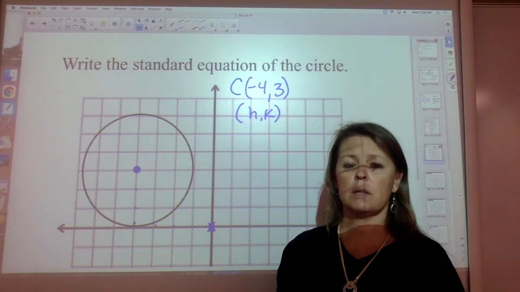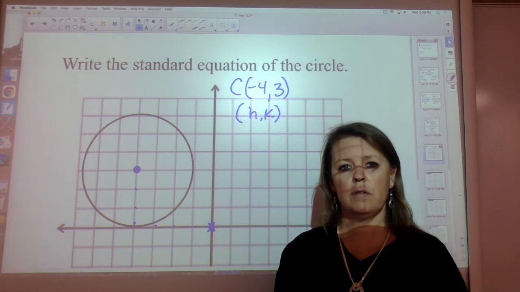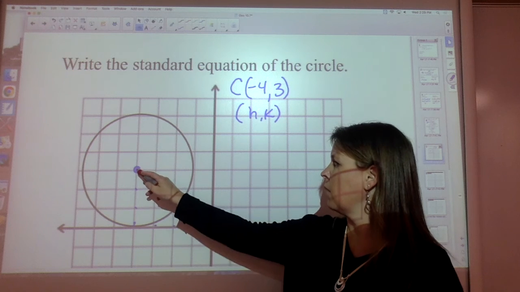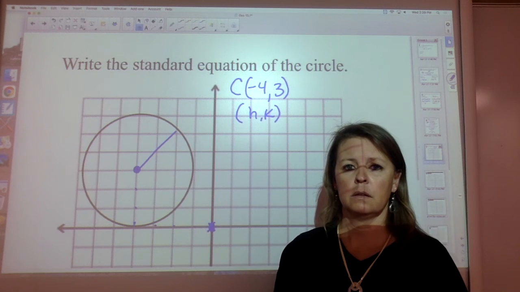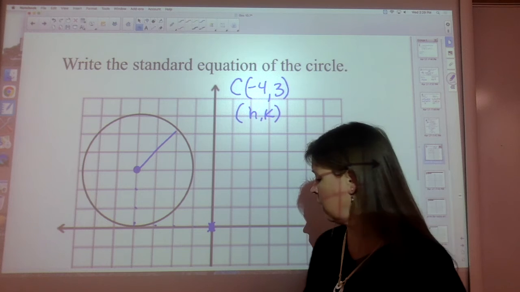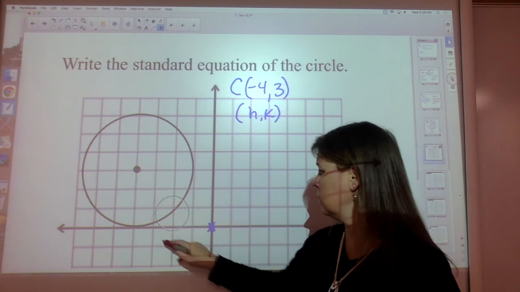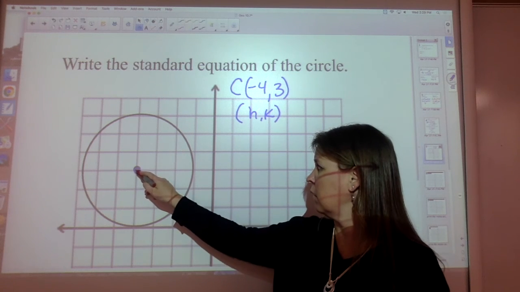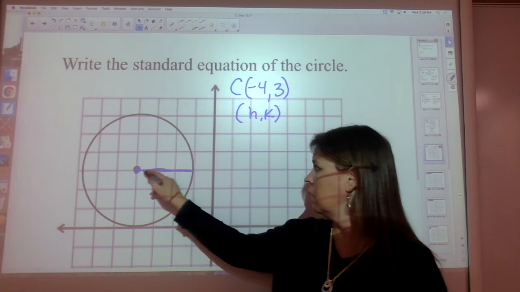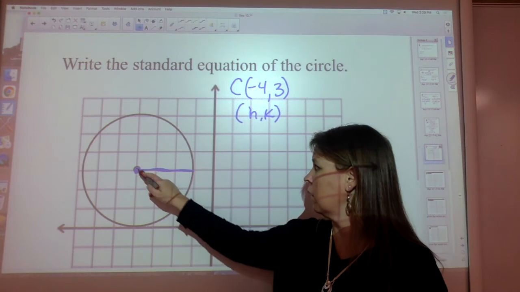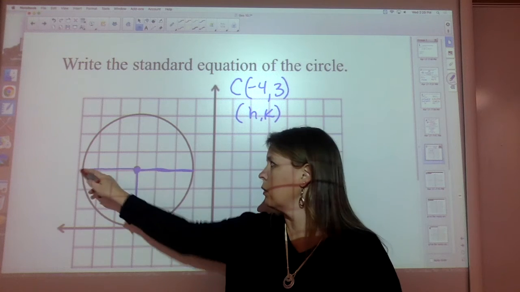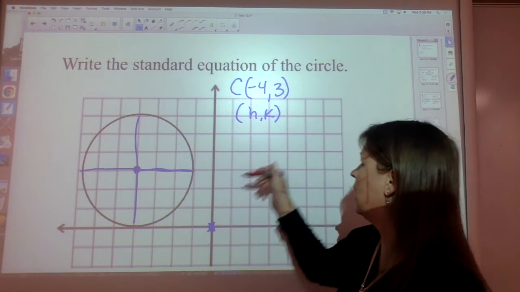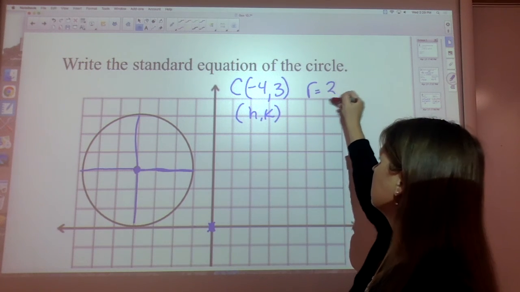There's lots of places that you can measure the radius. Actually, there's an infinite amount of places. But you don't want to measure the radius like that, because you can't count diagonally on a graph. How big is the radius? Measure anywhere that you can, from center to the edge. 1, 2, 3, or I could go this way, 1, 2, 3, or this way, or that way. Any of those, our radius is 3.